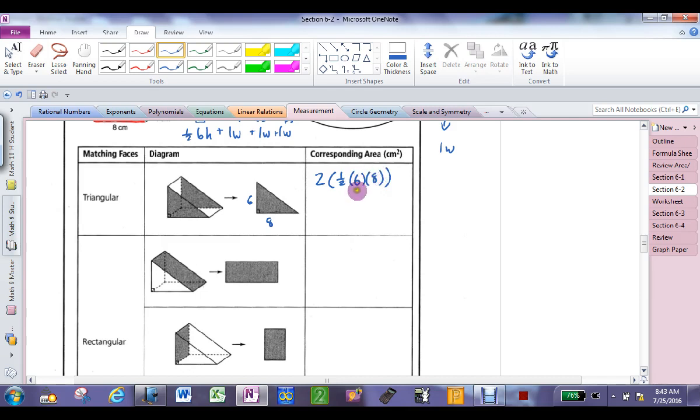What is 6 times 8? 48. What's half of 48? 24. What's 24 times 2? 48. I know, right? We're back to 48. Why?